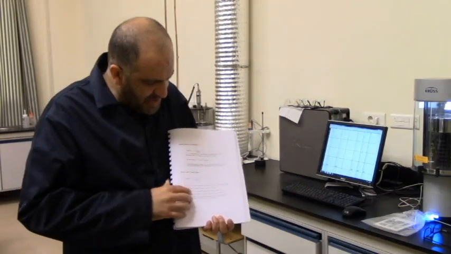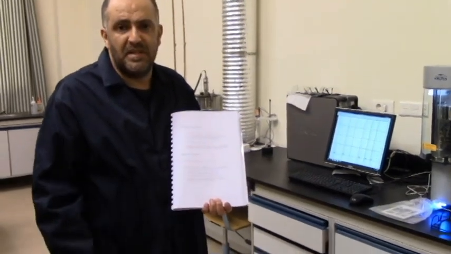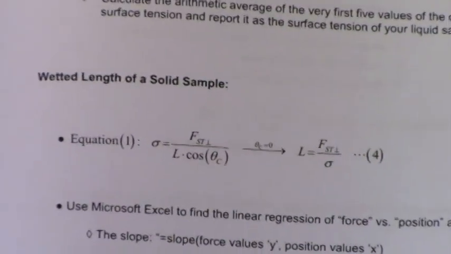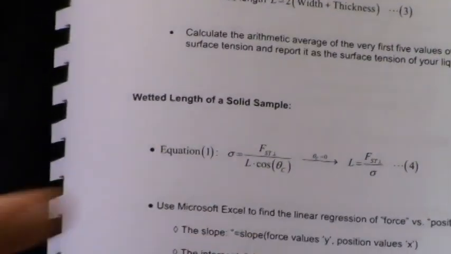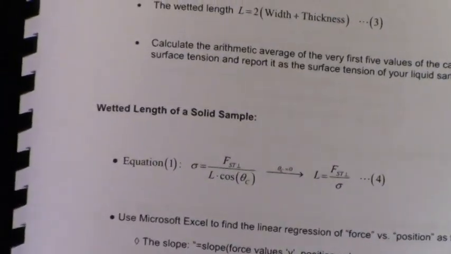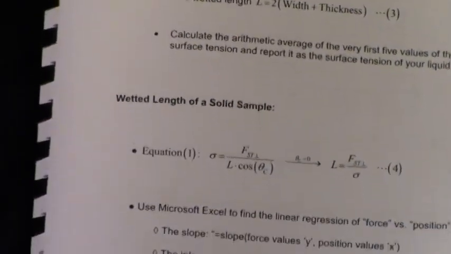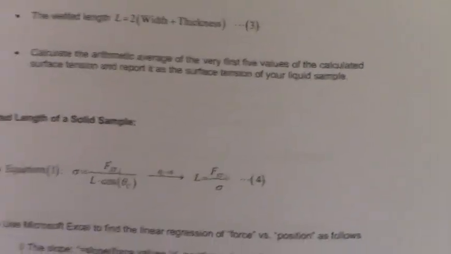For the second part, we need to get the wetted length of the solid sample under measurement. Because you know the sample is always in two halves, liquid part and solid part. So the contact angle is always between a liquid and a solid. If you change any of them, the contact angle will indeed change.